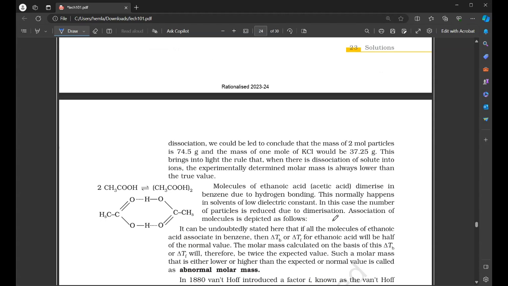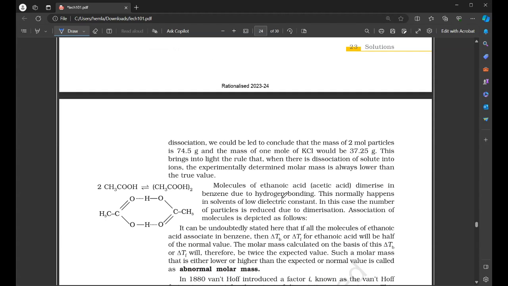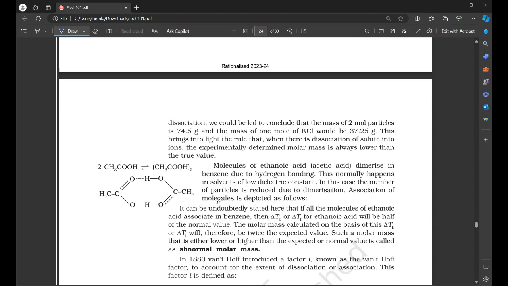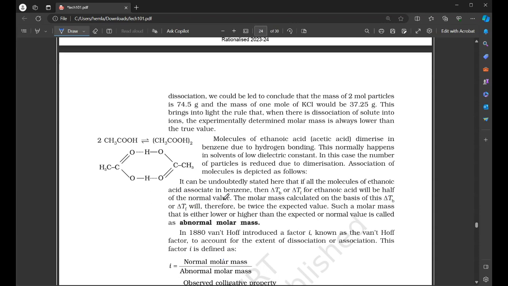Molecules of ethanoic acid dimerize in benzene due to hydrogen bonding. This normally happens in solvents of low dielectric constant. In this case, the number of particles is reduced due to dimerization. Association of molecules is depicted as follows. It can be undoubtedly stated that if all molecules of ethanoic acid associate in benzene, then delta Tb, the elevation of boiling point or depression in freezing point for ethanoic acid, will be half of the normal value.